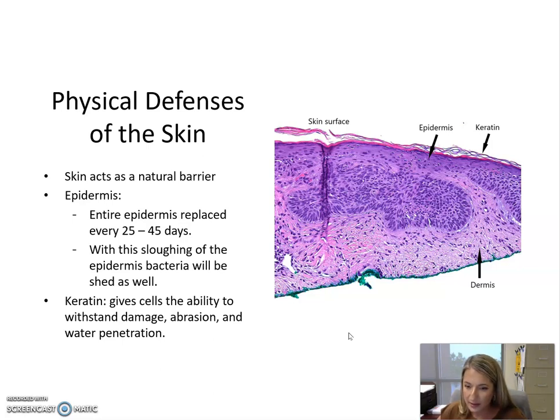Now, there are some exceptions to the rule. There are some microorganisms that are flesh-eating, but those are relatively rare and are more of an exception. We also have the continuous shedding of our skin, which we call the sloughing of the skin.